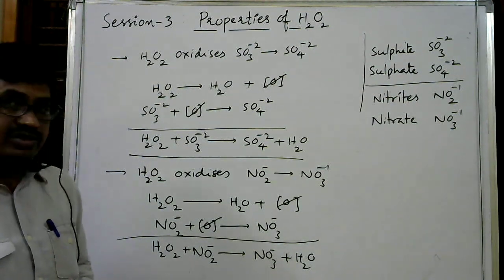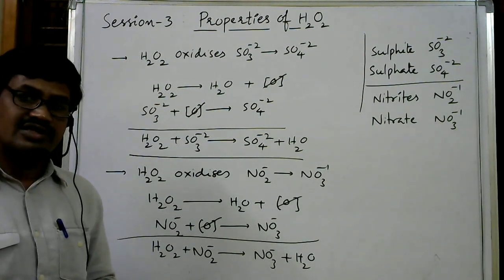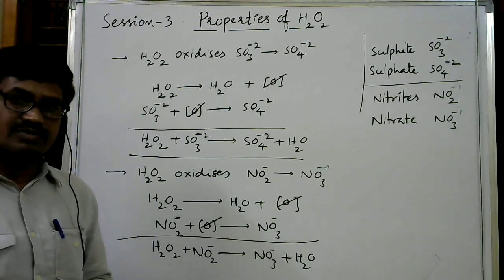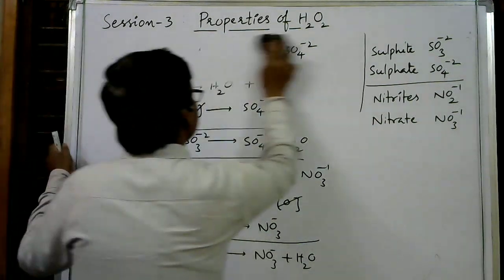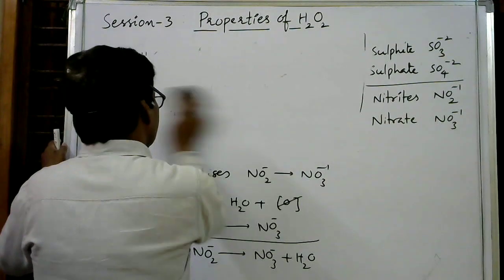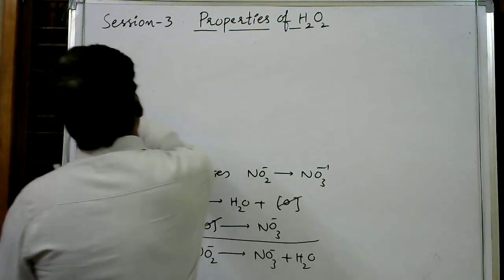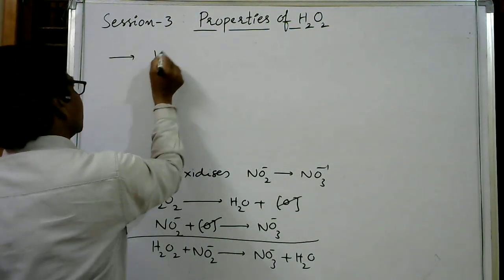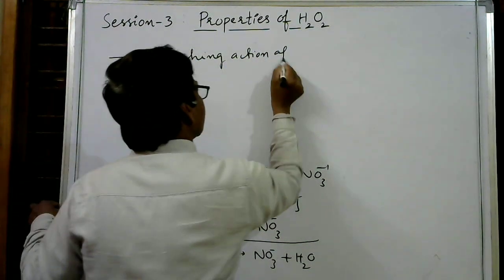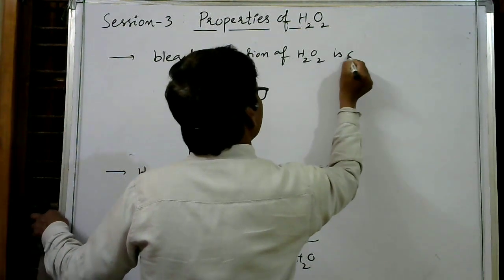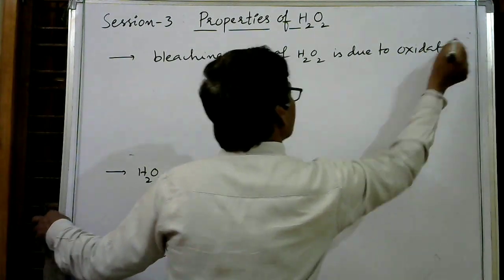And hydrogen peroxide acts as a bleaching agent. Bleaching agent means what? It can decolorize the color of organic vegetable matter. So it is due to oxidation only. So hydrogen peroxide acts as a bleaching agent due to oxidation. Bleaching action of hydrogen peroxide H2O2 is due to what? Due to oxidizing property or oxidation.